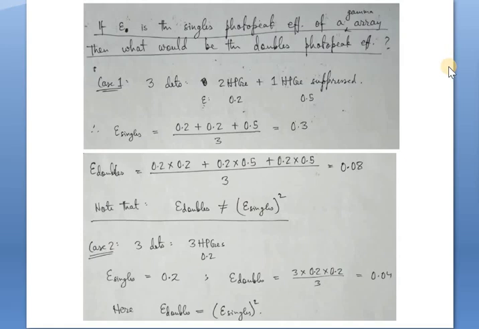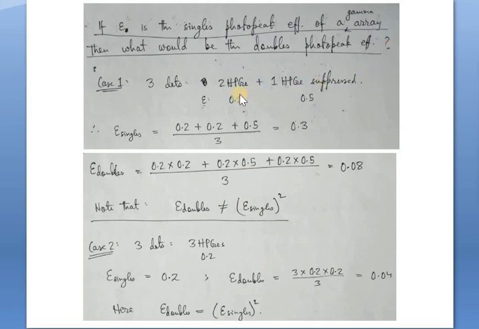Now let me ask you a very simple question. You see, now we are going back to the basics. I want to give you a little bit of flavor of some of the basic principles. Suppose epsilon is the singles photopeak efficiency of a gamma array. Then what would be the doubles photopeak efficiency? This is a sort of question.